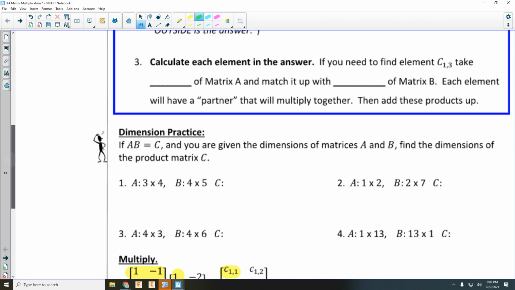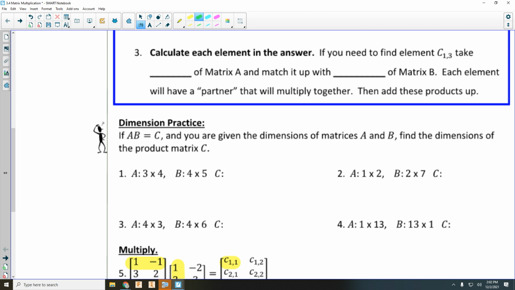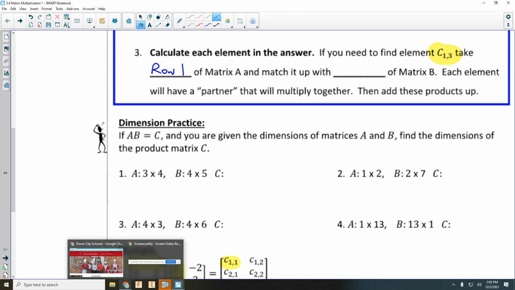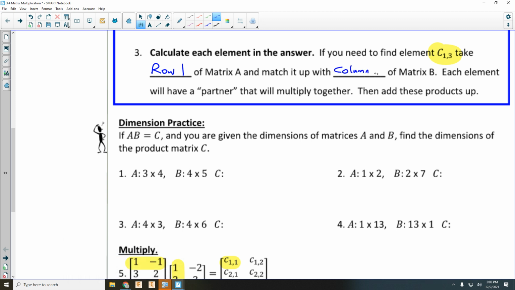Now, in order to calculate each element, if I want to find element 1, 3, that's going to be row 1 of matrix A matched up with column 3 of matrix B. And each element, and we'll see this in a moment, will have a partner that will pair up, and you will multiply them together and add the products together to find the new element.